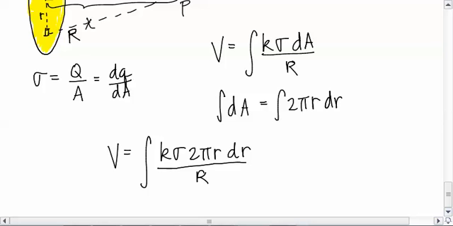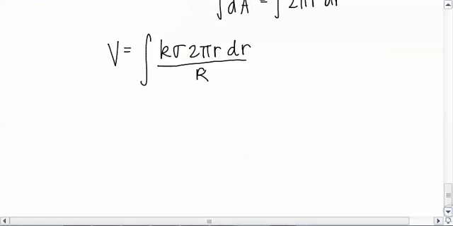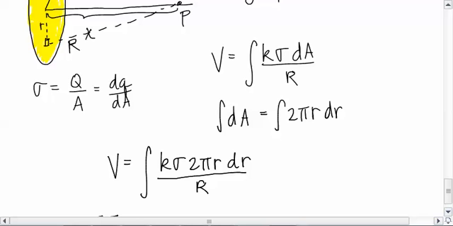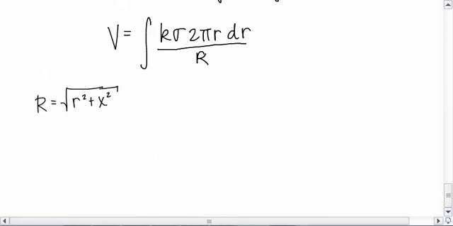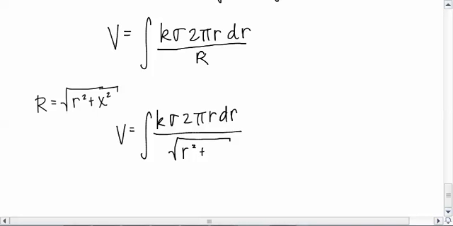So what's capital R? Doesn't it depend on where we are? Yeah, isn't it the square root of r, the distance from the center of the disk to some point, squared, plus x squared, the distance from the center of the disk to point P? So r squared plus x squared would be capital R squared. So let's make a substitution. You can pull out constants if you want to. So let's say u is R squared plus x squared. So then du would be 2r dr.